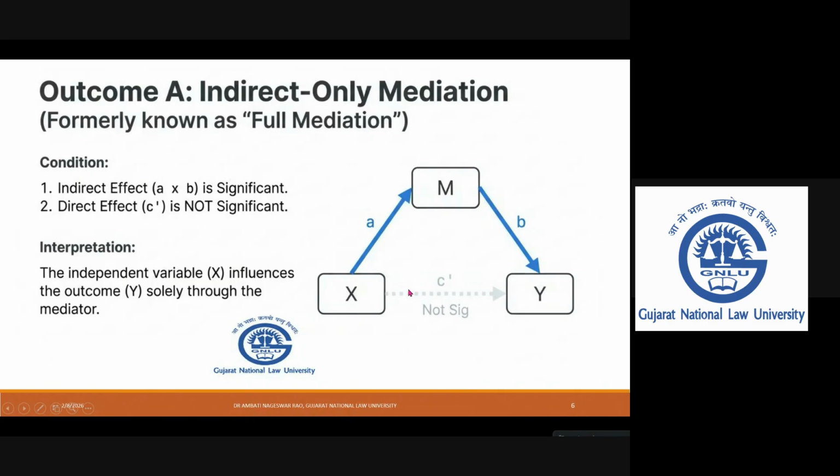I'm just repeating again. As an independent variable, this variable is not able to directly influence the dependent variable. But the independent variable is able to influence the outcome with the help of the mediator. So as the independent variable is not playing any direct role, this is called full mediation.